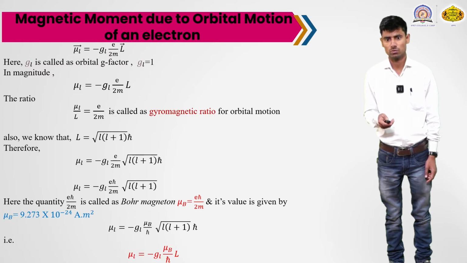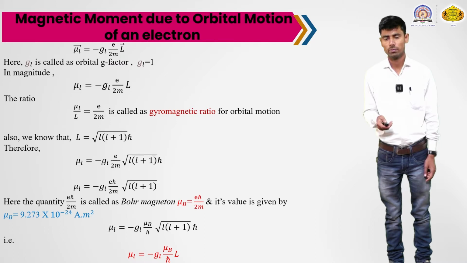If I substitute GL equals 1, I will get μL divided by L is e upon 2m, and this ratio is known as the gyromagnetic ratio for orbital motion. So for orbital motion, the gyromagnetic ratio is e upon 2m. e is the charge on an electron and m is the mass of an electron.